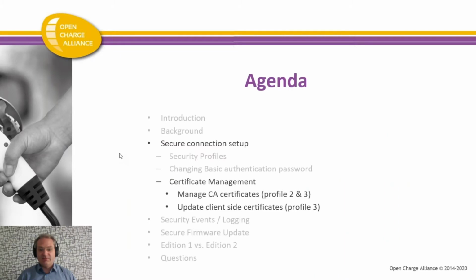Now, the next step is, of course, how to get certificates into a charging station. So we have 2 different types of certificates. The one is for setting up the server-side TLS communication with the back office. That's where the charging station needs CA certificates to be able to verify. And the second one is to install the client-side certificates, which are only used for profile 3. So we'll first go into the management of the CA certificates, which are used for profile 2 and 3.